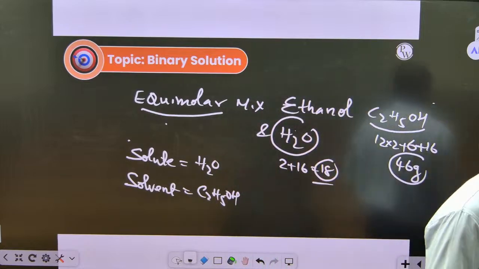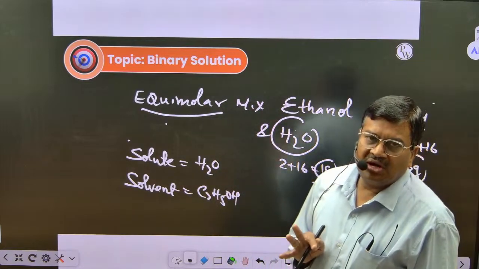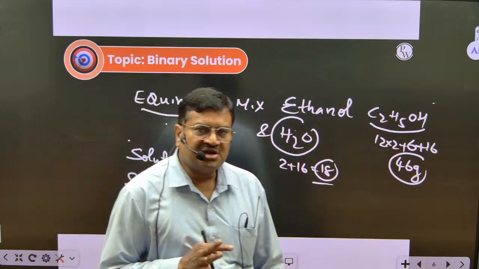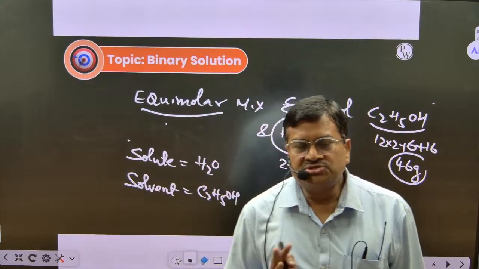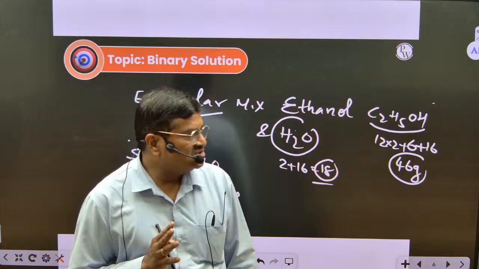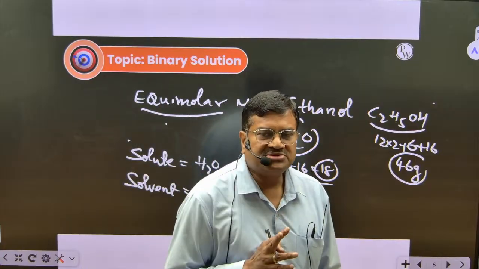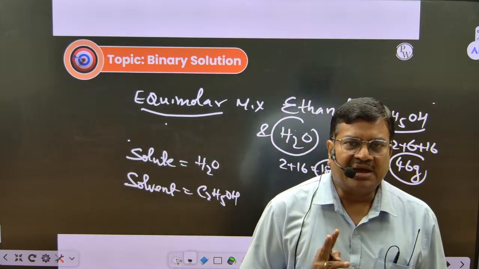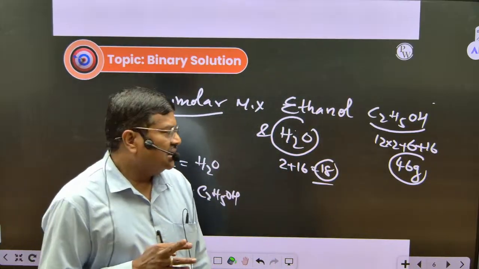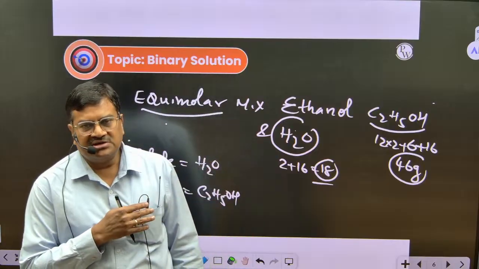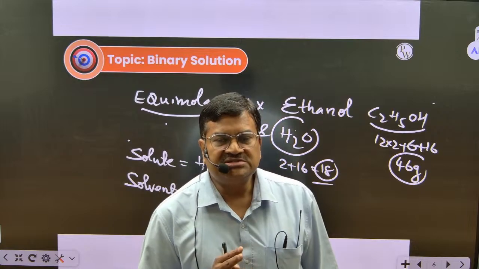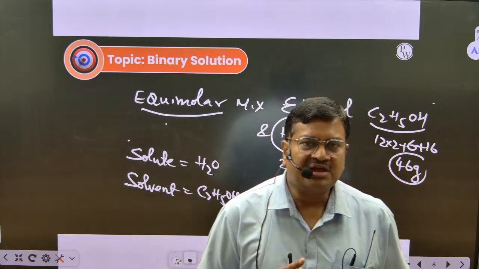Understood, all of you? So till now our discussion went on what is a solution. A solution is a homogeneous mixture of two or more components whose composition can be varied within a certain limit. In that we have two types, and a binary solution is made up of two components, solute and solvent. I gave one example of a sugar solution. After that I taught you that formation of a solution is a physical process, not a chemical process.